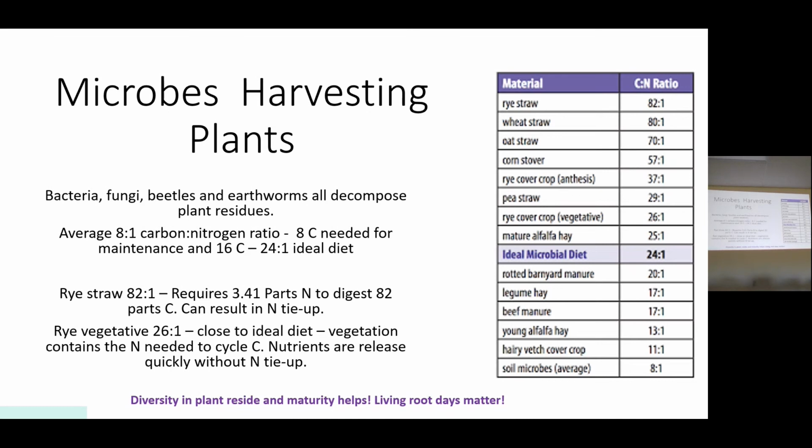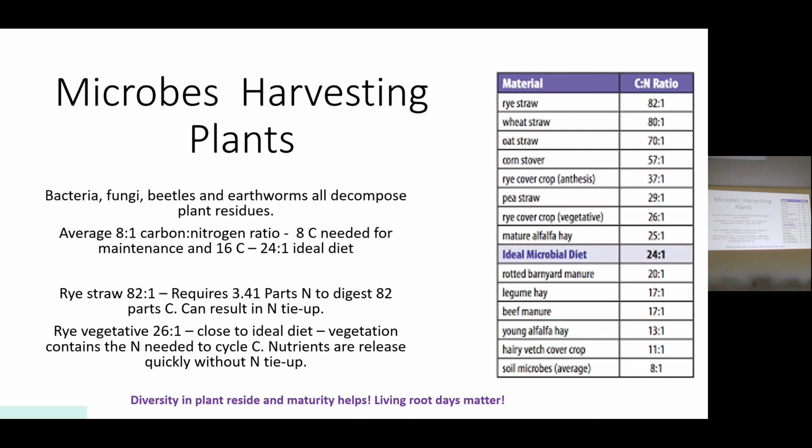That's because the little microbes have taken it all so that they can eat the straw. If we get down here to the rye in the vegetative state, it's a lot closer to that ideal diet. And so those little microbes can eat that vegetative rye, not have to take up all the nitrogen, and can do it really quickly to make the carbon and the nitrogen available to the next crop pretty quickly, probably within that growing season.